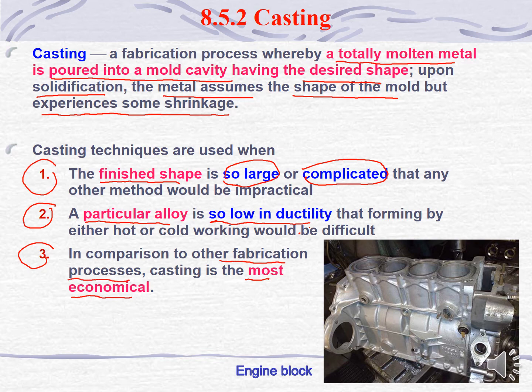Here you can see an example of casting products. This is an engine block. You can see the shape is complicated, which has a hollow shape in the product.